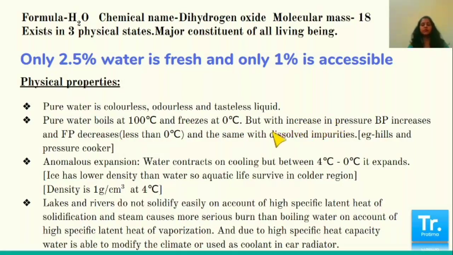Suppose you go to the hill stations, the hilly region, the pressure decreases. There the water will boil at a temperature less than 100 degrees and it is difficult to cook because the water is boiling at a temperature less than 100 degrees. So less temperature, less heat energy. At the same time, when you use a pressure cooker, it will always increase the pressure. So when it increases the pressure, now the water will boil at a temperature more than 100 degrees Celsius and the food is cooked better.